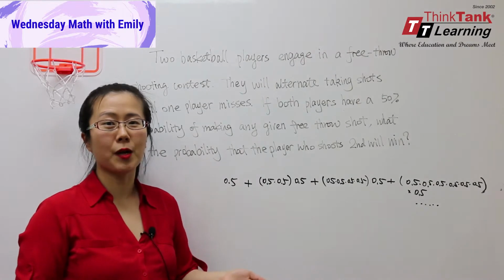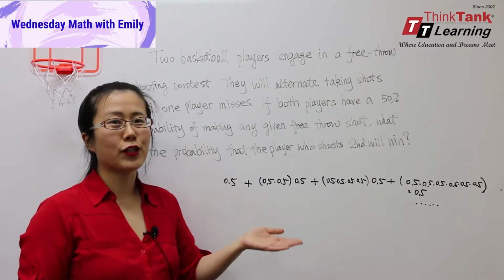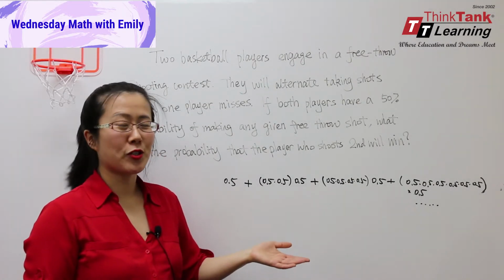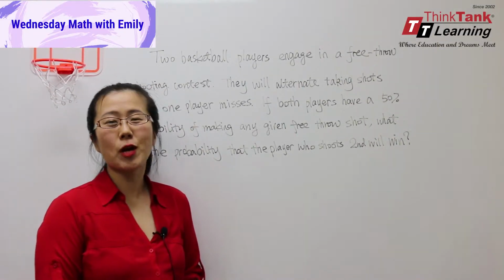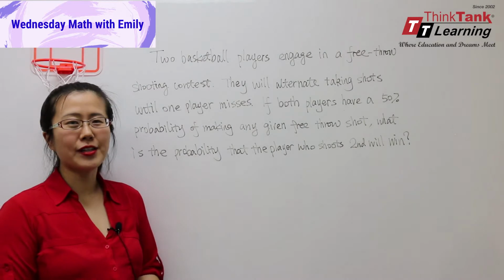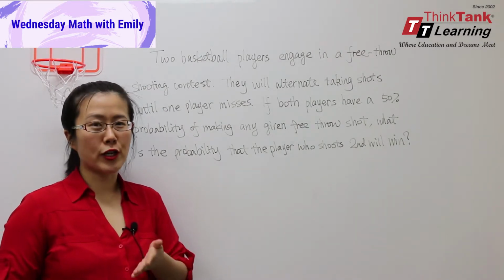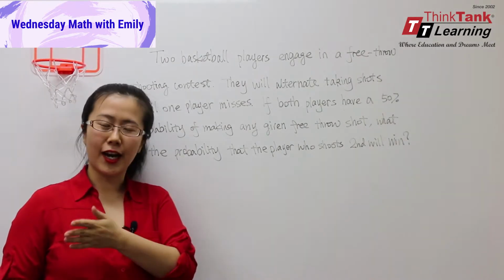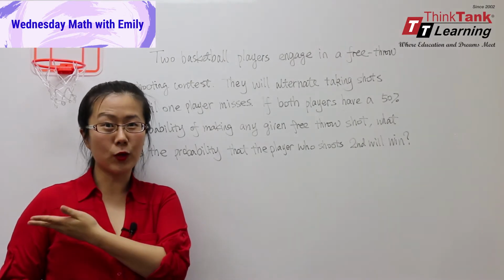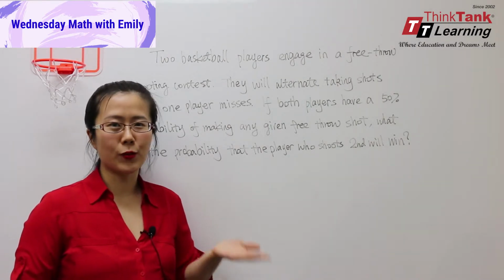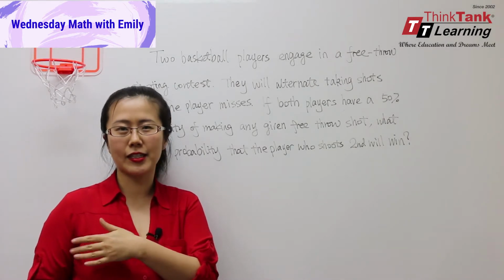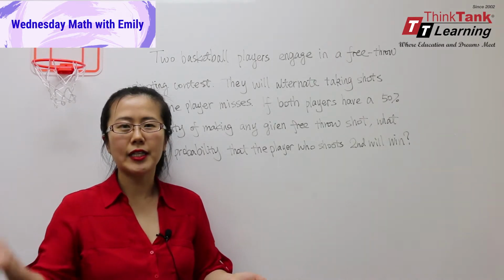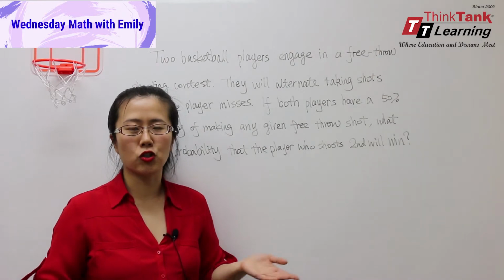So now the problem becomes finding the sum of a set of numbers. This is actually a geometric sequence. Wait a minute, what is a geometric sequence? A geometric sequence is a set of numbers that have a common ratio, like 1, 3, 9, 27, 81. The common ratio is 3. Or a set of numbers like 1, 2, 4, 8, 16. The common ratio is 2. This kind of set of numbers is called a geometric sequence.